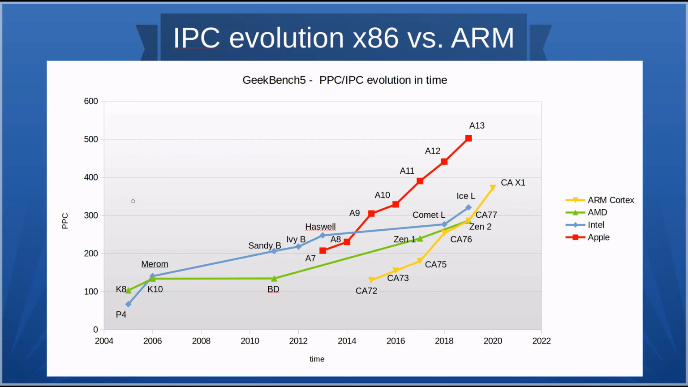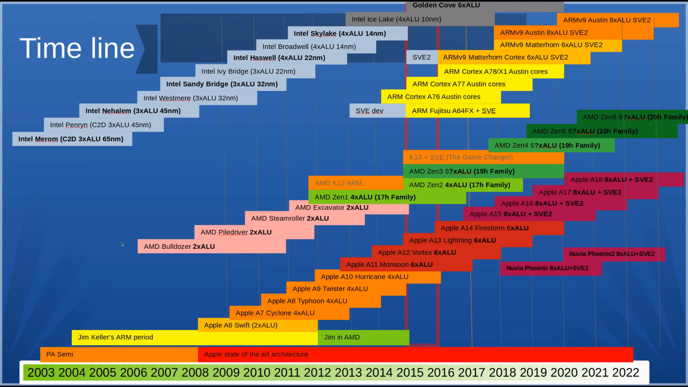So let's take a look at Intel also, because this is another competitor to AMD. And we can see here Intel Merom. This is the Core 2 Duo, the first 3 ALU design. This is a major architecture here. And then it was Intel Nehalem. It was a small redesign. Penryn was just a shrink with some minor improvements.